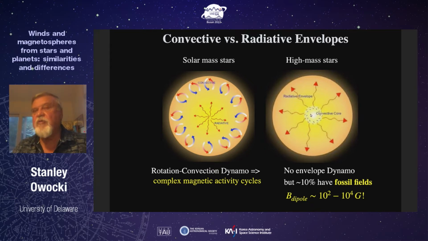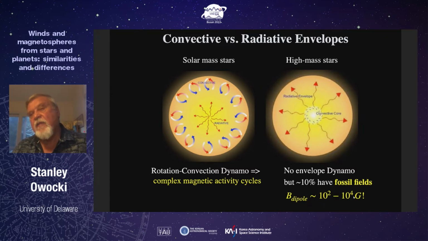The radiative transport is pretty close to being radiative all the way to the surface, except for a narrow layer that's due to iron. But we'll talk about that perhaps in the discussion. But the point is that they have no dynamo. Yet spectral polarimetry has found that about maybe 8 to 10% of high mass stars, so O and B type stars, have fossil fields that can range anywhere from 100 to 10,000 Gauss.